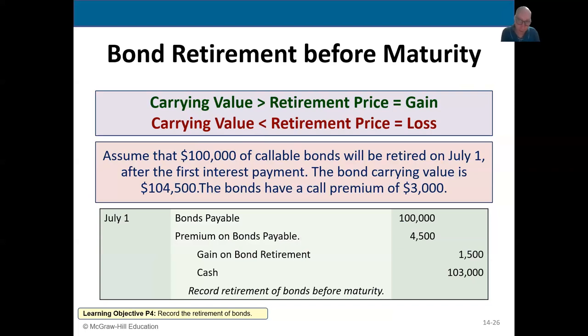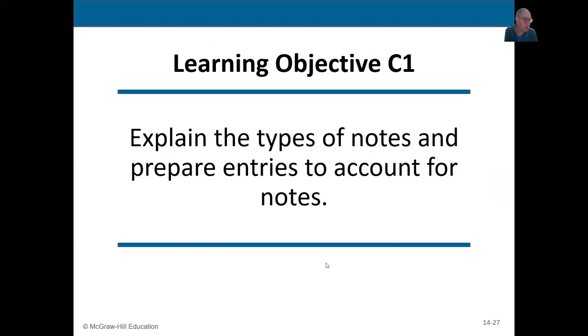But sometimes there's a carrying value. If the carrying value is greater than the retirement price, it's called a gain. That means the company records a gain on the retirement of the bond at the end of the bond's life. And if the bond retirement price is greater than the carrying value, then of course it's recorded as a loss. An example of this looks like this, and this would be for a gain. Debit bonds payable, face value, debit premium on the bond for the amount, credit gain on the bond retirement, and credit cash. In most cases, it ends up being the same amount as the bond value when they retire the bonds.